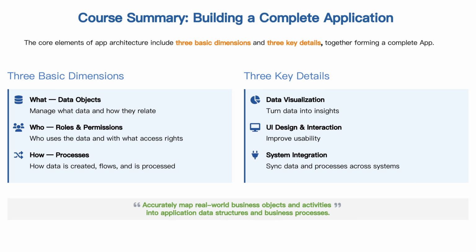After clarifying these three fundamental dimensions, we also need to focus on three key capabilities. First, data visualization, which transforms dry numbers into intuitive business insights. Second, interface design and user experience, which enhance user efficiency and satisfaction. Third, system integration, ensuring efficient data flow and collaboration between multiple systems. Only by truly understanding and implementing these core concepts can we achieve the goal we mentioned at the beginning, accurately and efficiently translating the complex real-world business environment into an application.